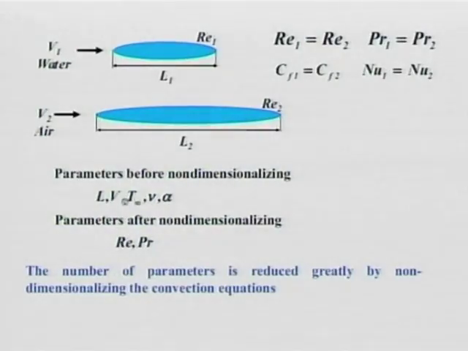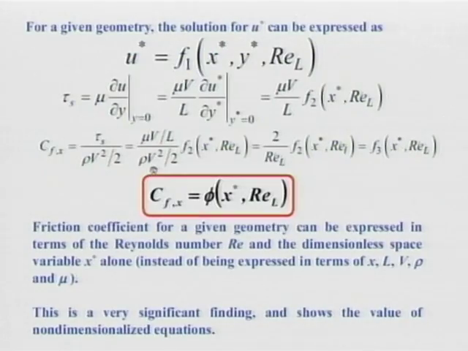Now what I am doing is, this is the non-dimensional, same thing whatever I told. If I am doing it for two different configurations, whether water or air, all that I need to do is keep the Reynolds number constant and the Prandtl number constant. For temperature and for velocity, I need to keep only the Reynolds number same, that is all it is.